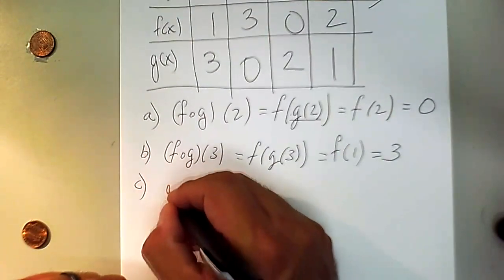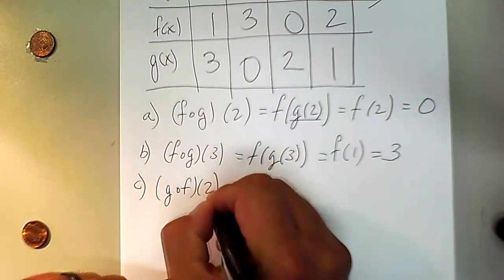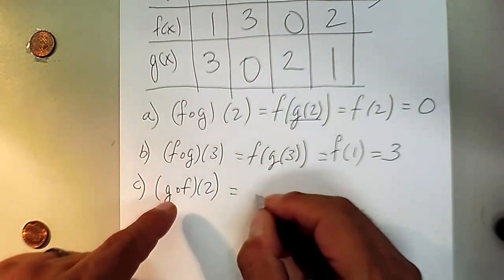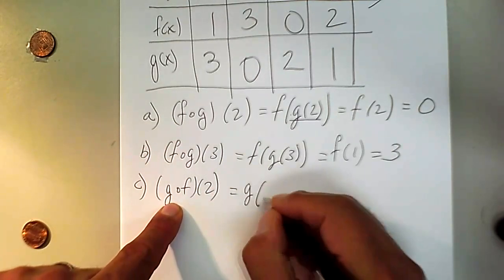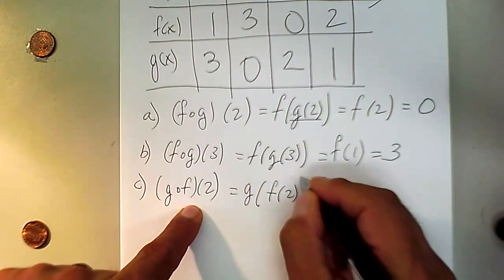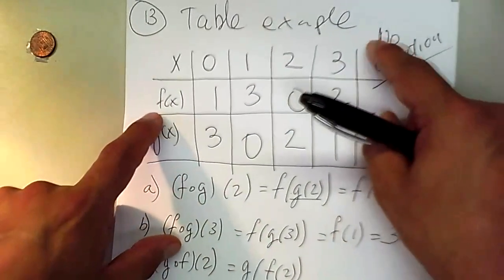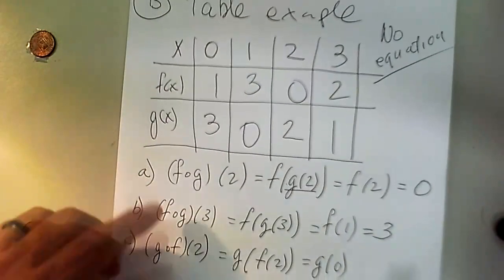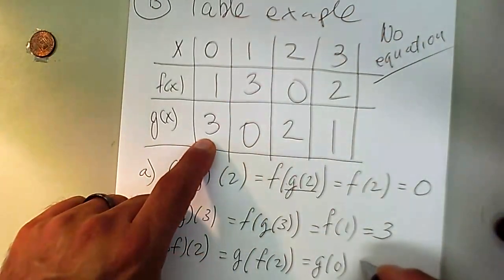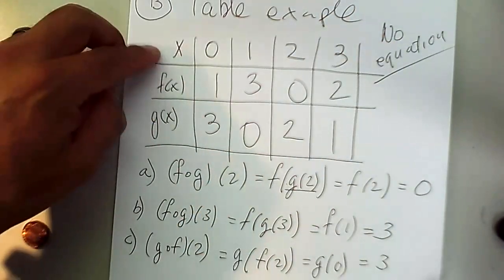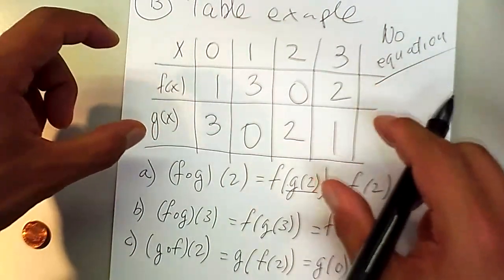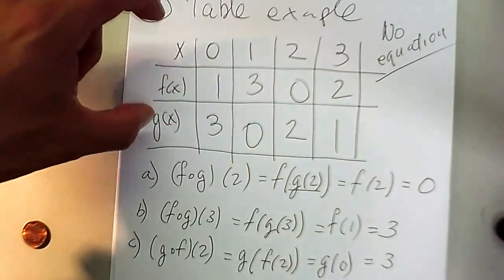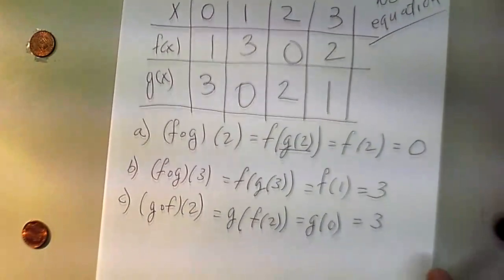C. How about G composed with F of 2? So now I'm reversing the first subexample. G of F of 2. Now F of 2 is 0. So we're really looking for G of 0. G of 0 is 3. So I'm giving two outputs for one input. Instead of giving two tables, I'm giving only one table. Be aware that I may give you one table or I may give you two tables.